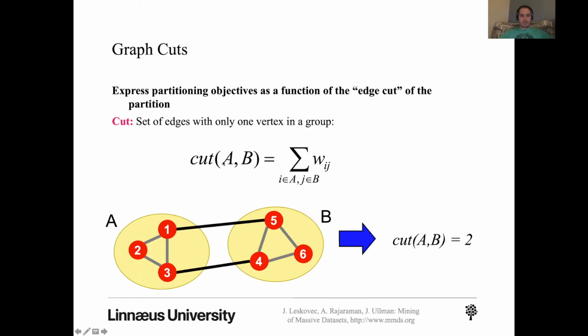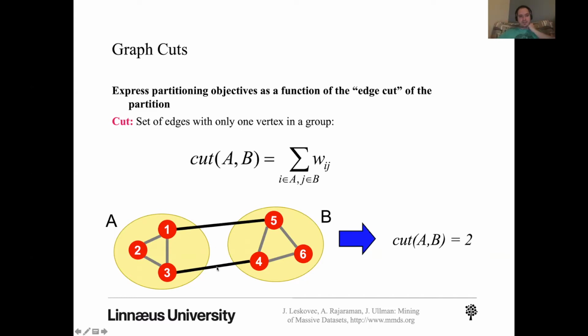In this case, the way it's defined here is that the cut between A and B equals the sum of the edges where i belongs to A, so one end of the edge belongs to A, and the other end, j, belongs to B. So any edge where one end belongs to a certain partition and the other end belongs to another partition is part of a cut, right?